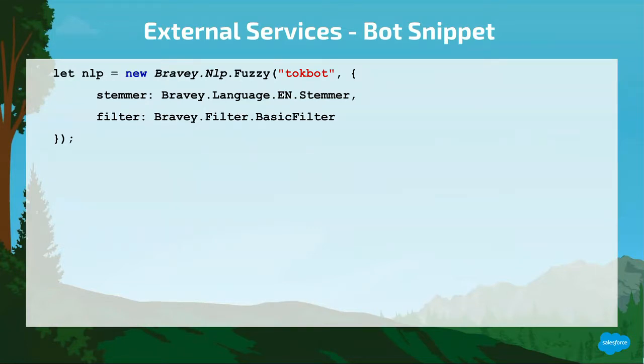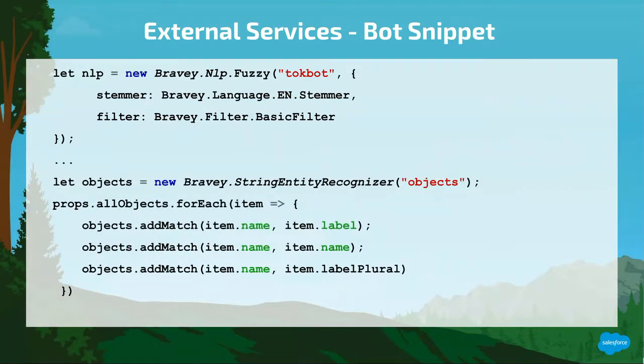To identify values in the sentence, we create entities. In this case, we are going to use a string entity recognizer to recognize or find the custom and standard object names in a sentence by inserting for each object a list of synonyms we want to recognize. In this case, we are going to use the label, the name, and the plural label, and add them to the NLP object. There are other types of entity recognizers in RevAS, such as a date entity recognizer, an email entity recognizer, and a number entity recognizer.